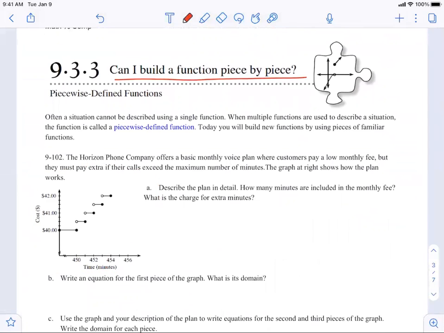So 9-102, the Horizon Film Company offers a basic monthly voice plan where the customer pays a low monthly fee, but they must pay extra if calls exceed the maximum number of minutes, which I think when I was a child or a young adult, this is actually how cell phone plans worked. By number of minutes and whatnot. And the graph showing it. So essentially, describe the plan in detail. How many minutes are included in the monthly fee? What is the charge for extra minutes?